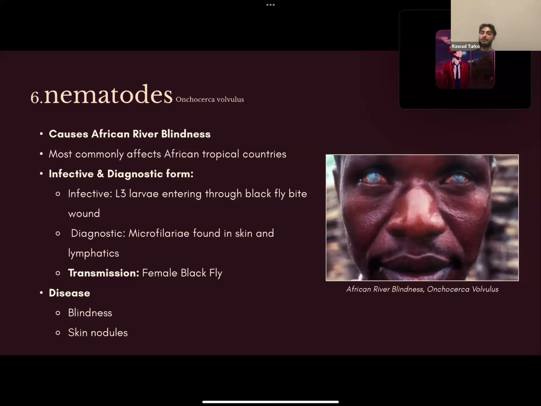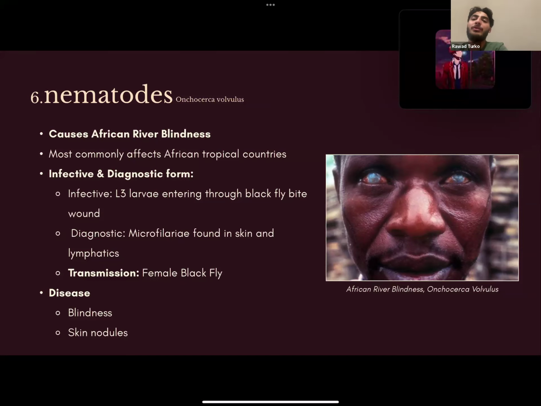Exactly. Perfect. So he's pretty much said all of it. The infective stage, like he mentioned, is the L3 larva entering through the black fly bite wound. So transmission would be through the female black fly. I'm not sure if you guys have another name for it, but black fly is the one that you should remember.